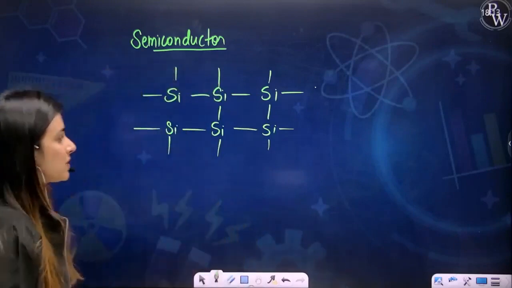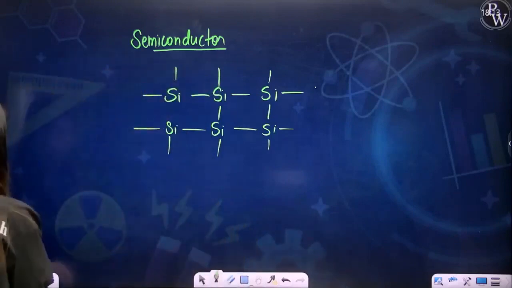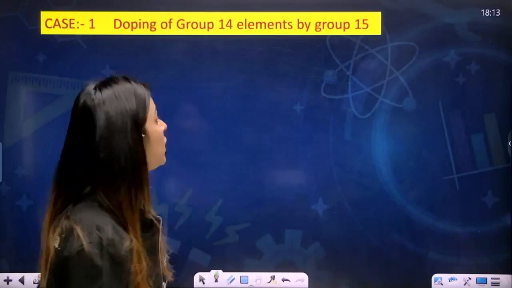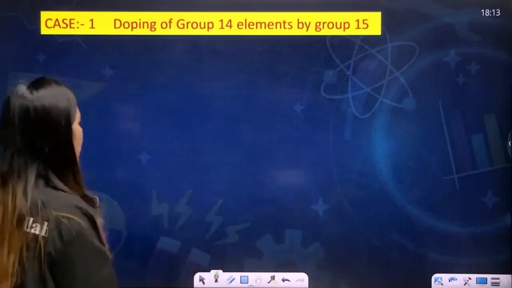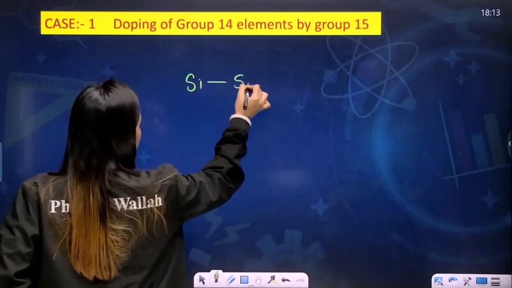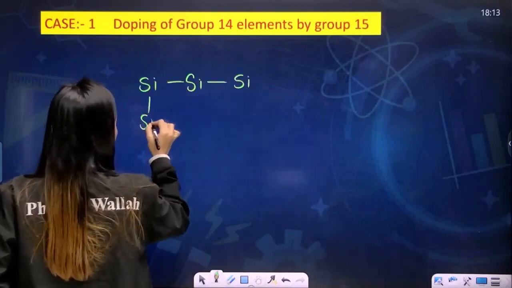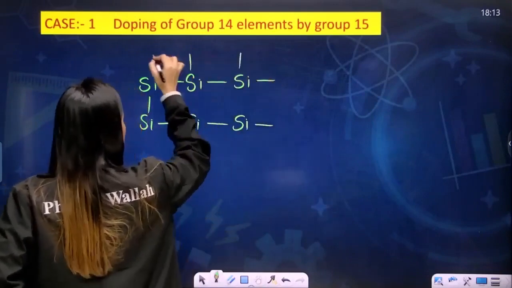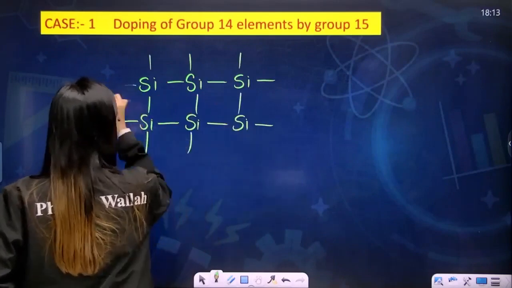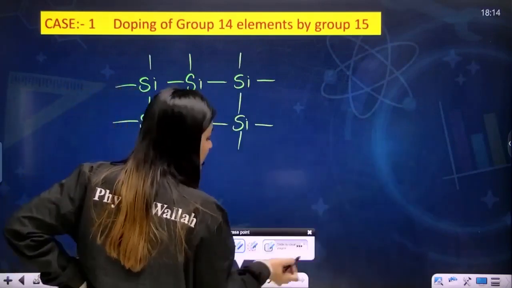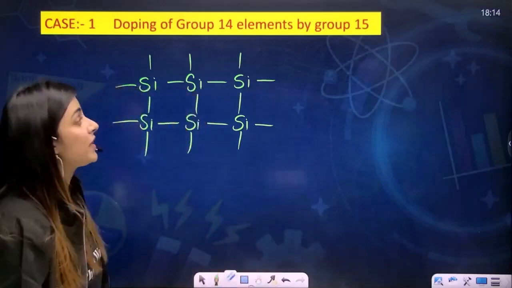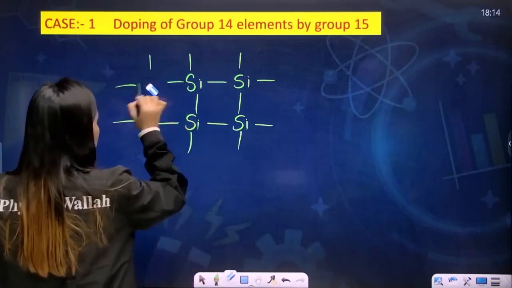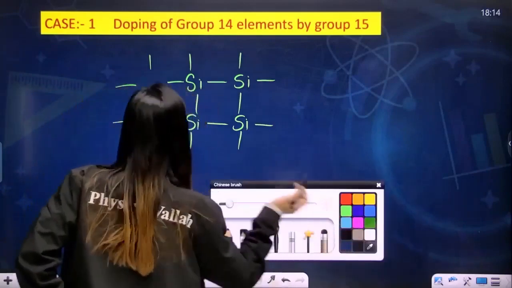Okay, now let's try to understand. This is the basic idea of a semiconductor. The first case is, we are doping a group 14 element, for which I have given you one example, with a group 15 element. You had this semiconductor. Now we are doping it with a group 15 element. Let's say we are doping it with arsenic. So now I removed one silicon and added an arsenic to it, As.